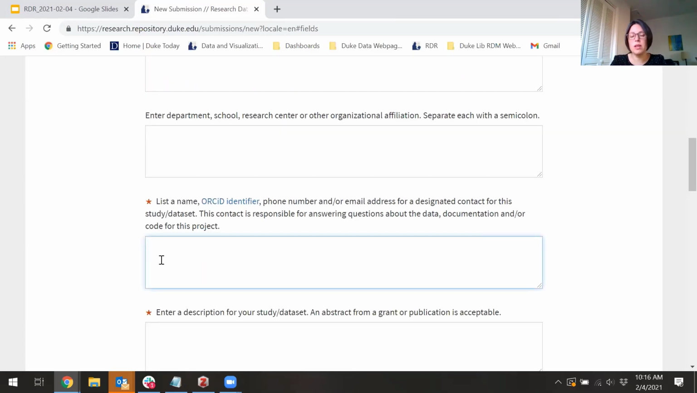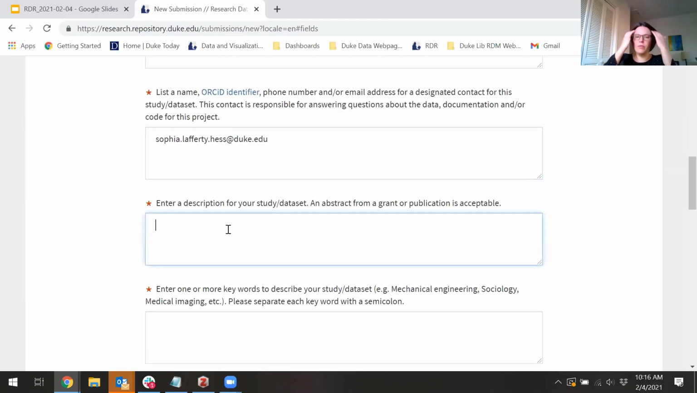And we do require that people have a contact person listed because we want to make sure if people have questions about your data that they can always get back to you. And we encourage people to include an ORCID identifier. I'm not sure how familiar you all are with ORCID, but it's essentially a persistent identifier for you yourself as a researcher to help with disambiguation from other researchers.